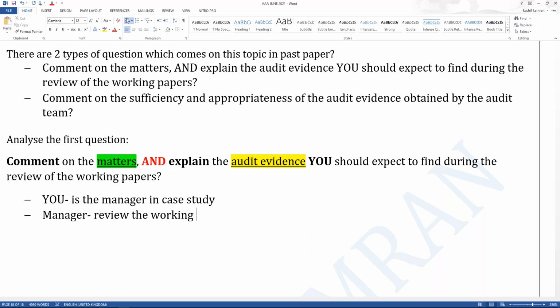Review the working paper file. Does the management review the working paper file? Yes. To get assurance that the work has been performed well, that there is no problem and no error in the work, and just to get reasonable assurance on the work.